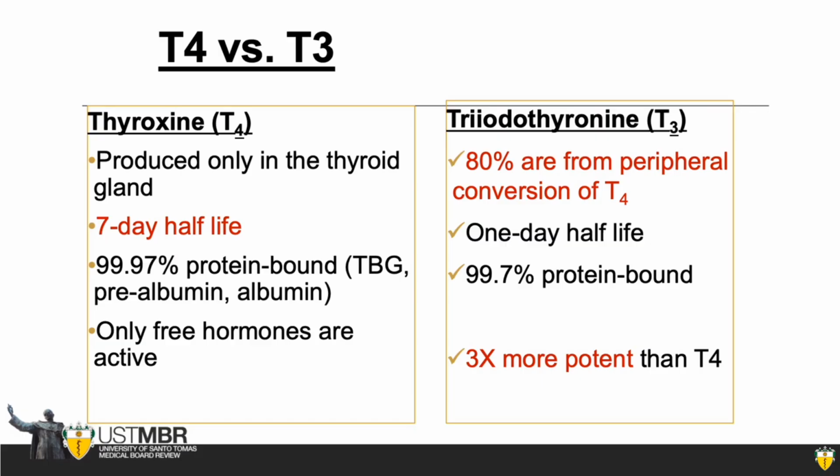T4 generally is considered to be a pro-hormone. It's important that there are certain medications, for example, in hyperthyroidism or thyroid storm, we intentionally block the conversion of T4 to T3 because we know that majority of T3 comes from T4 and T3 is more active. So in extreme cases, you have to block the conversion of T4 to T3.